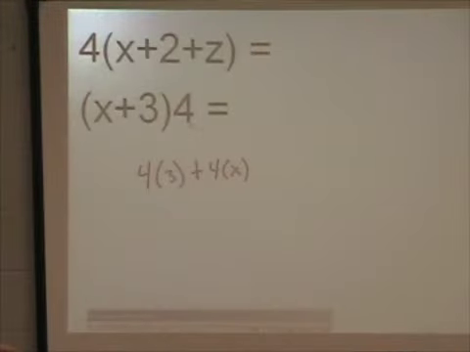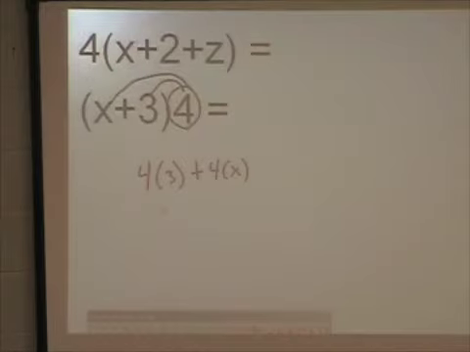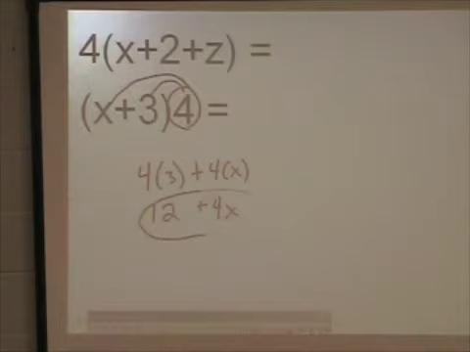Now here we had 4 on the opposite side of the parentheses, but it's still being multiplied, isn't it? So we still have to do 4 times 3 and 4 times x. 4 times 3 is 12. Plus 4 times x is 4x. Now can I combine anything? No, 4x is not a like term with 12. So I can't combine anything, and this is my final answer.